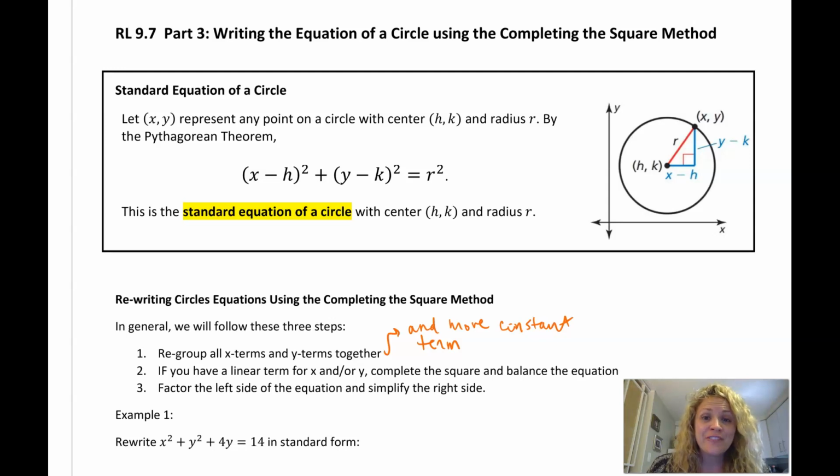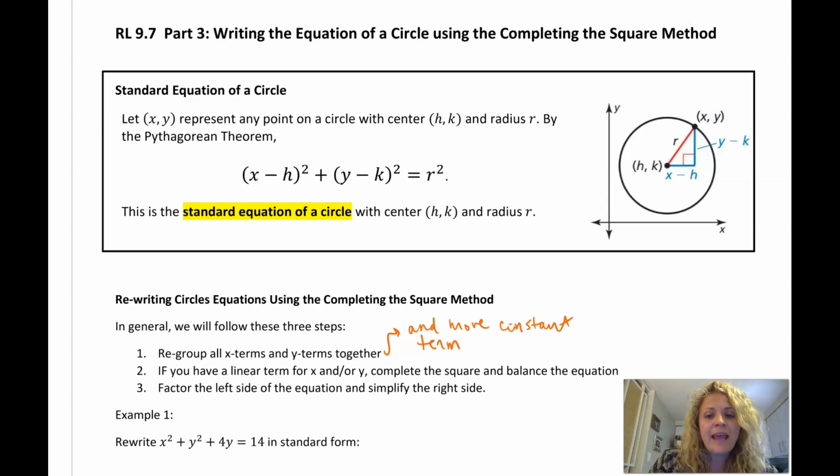All right, in this third video, we're going to bring together some of the algebraic concepts we've been working on with completing the square and factoring. And we're going to apply those to equations of the circle when the equation's not yet written in standard form. So let's take a look at this quick review of the standard equation of a circle.